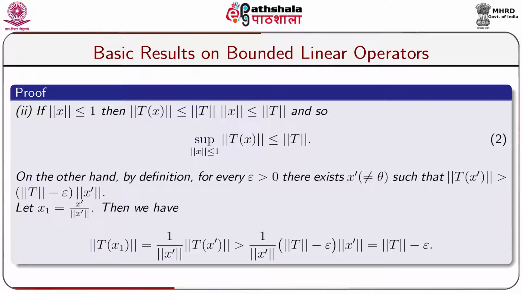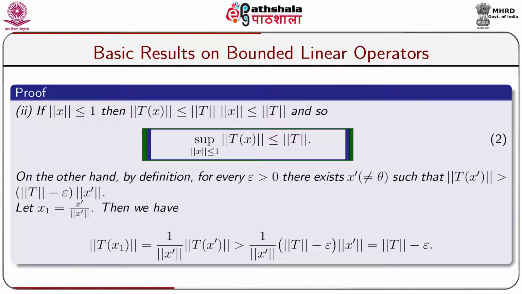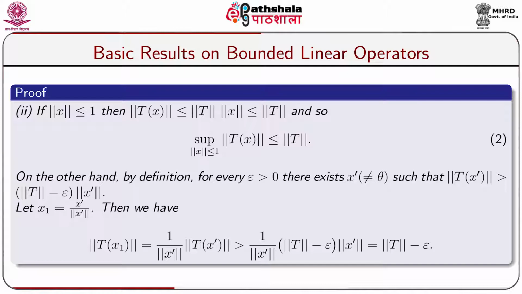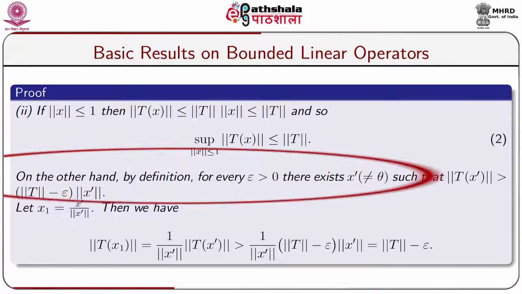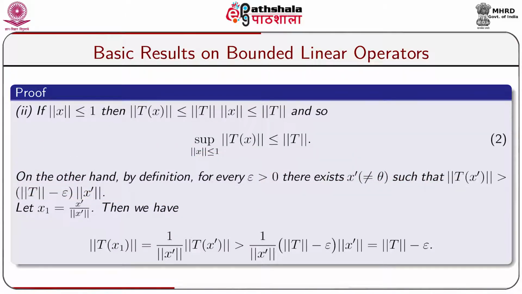Let us take a proof for 2. If norm of x less or equals to 1, then norm of Tx less or equals to norm T into norm of x, which is less or equals to norm T because norm of x less or equals to 1. And so, supremum of norm of Tx where supremum is taken over norm of x less or equals to 1, and this is less or equals to norm of T. On the other hand, by definition, for every epsilon greater than 0, there exists x dash which is not equal to theta such that norm of Tx dash greater than norm of T minus epsilon into norm of x dash.